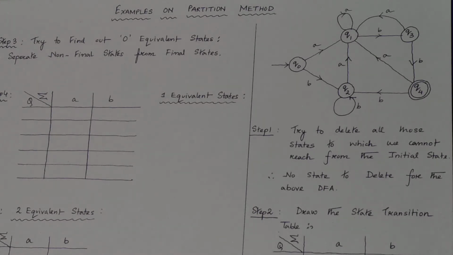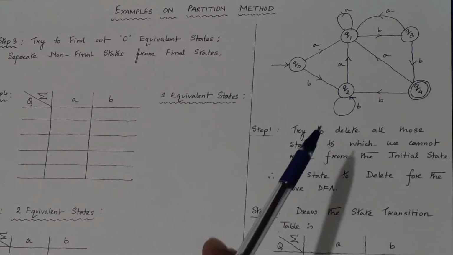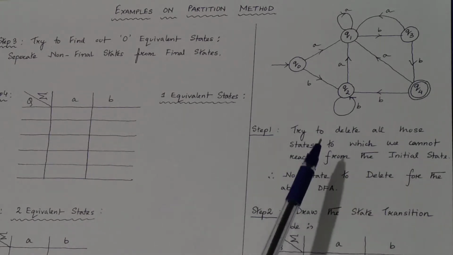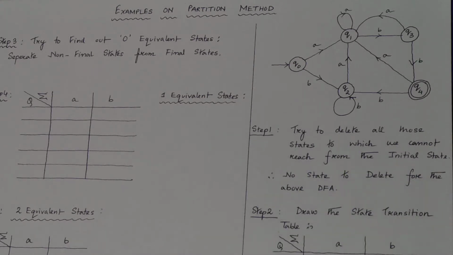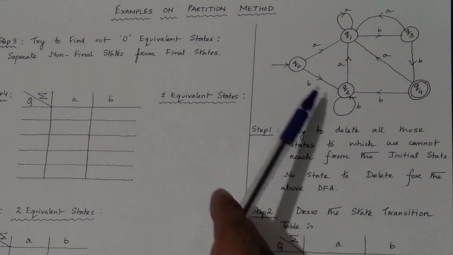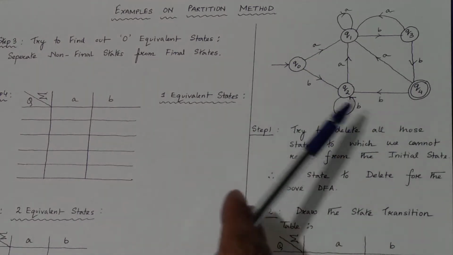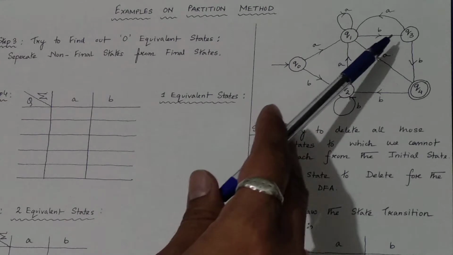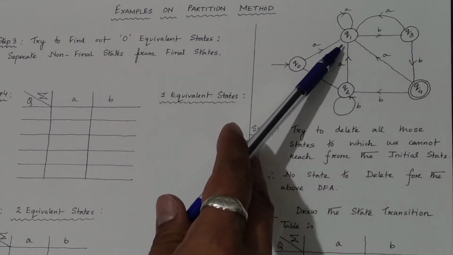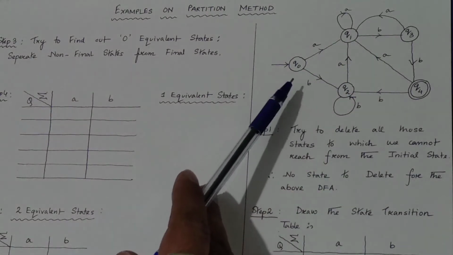Step number 1, always keep in mind while doing the partition method: try to delete all those states which we cannot reach from the initial state. Now, can you find any state which we cannot reach from the initial state? From Q0, we can reach Q1 and Q2. There is no issue about that. From Q0, we can reach Q3 through Q1. Okay, so that is a possible case.